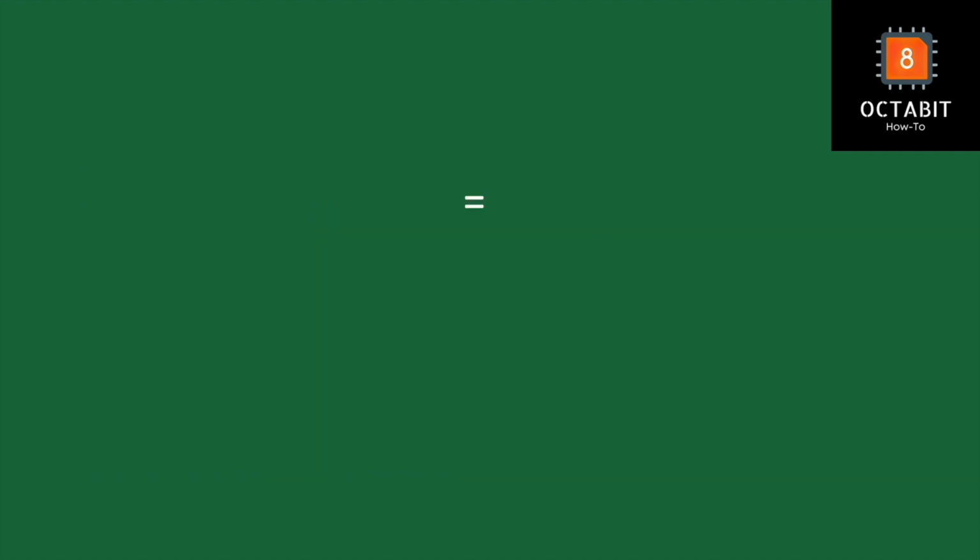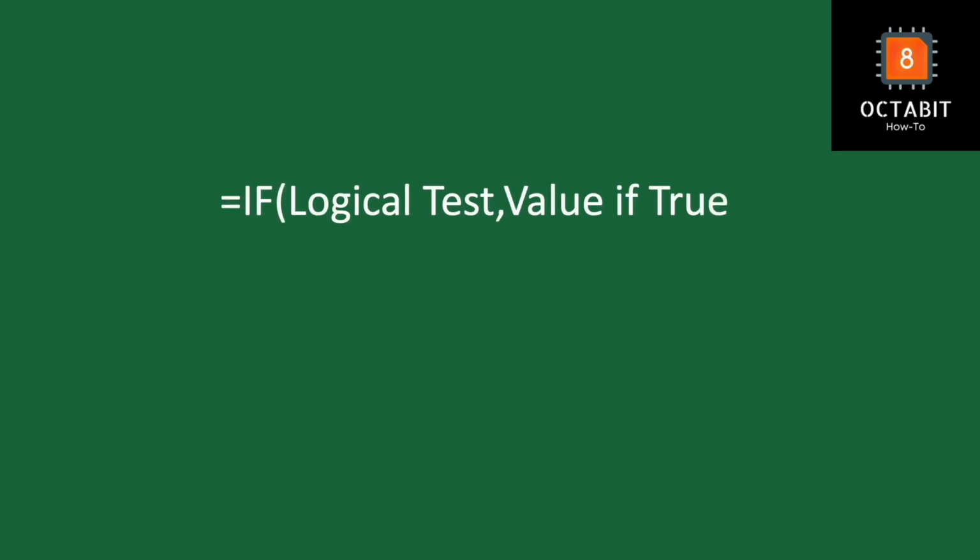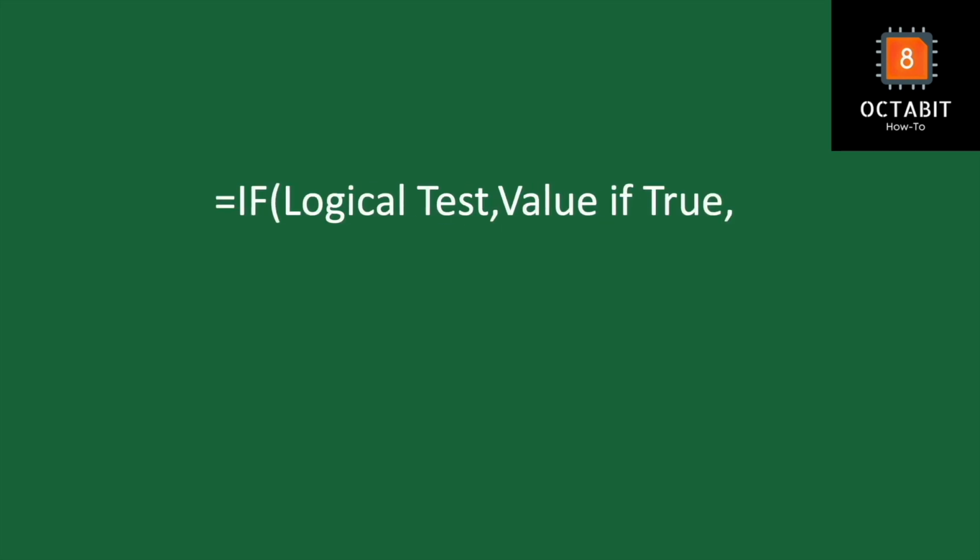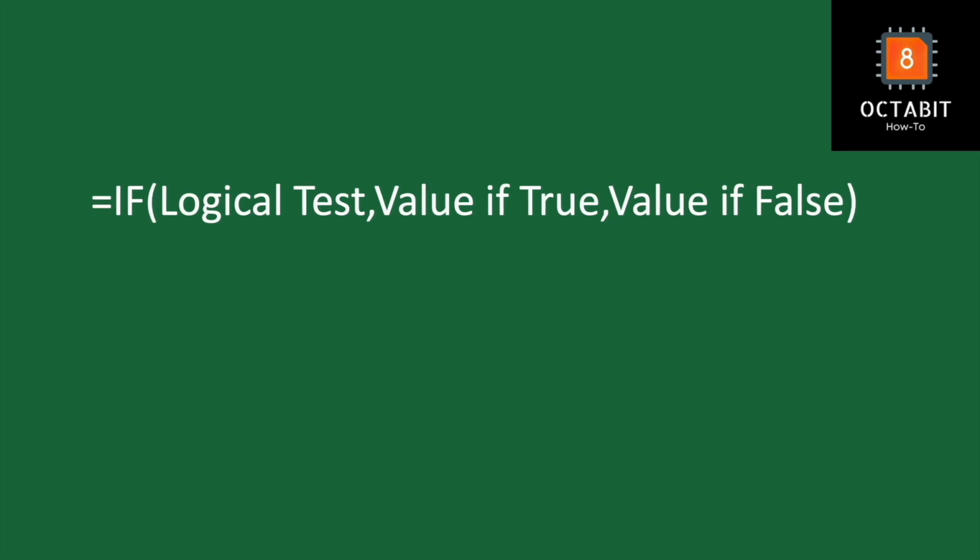For the formula, we start with an equal sign, if, an open parenthesis, a logical test, a comma, a value if true, a comma, a value if false, and a close parenthesis. Let's break down each component of the simple if formula.